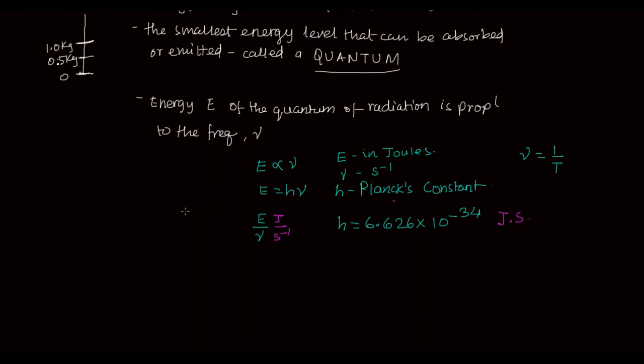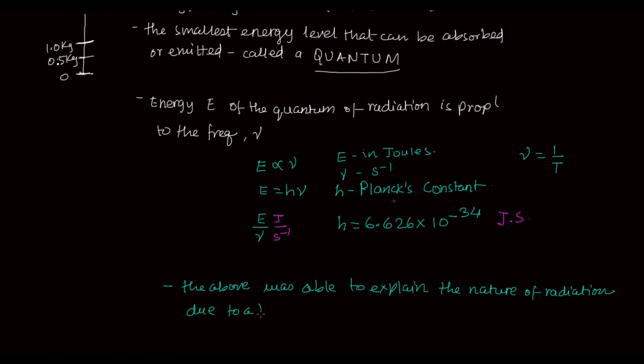Fine? Now the above was able to explain the nature of radiation due to a black body. So that is the first step in the path to the particle nature of the radiation, right?